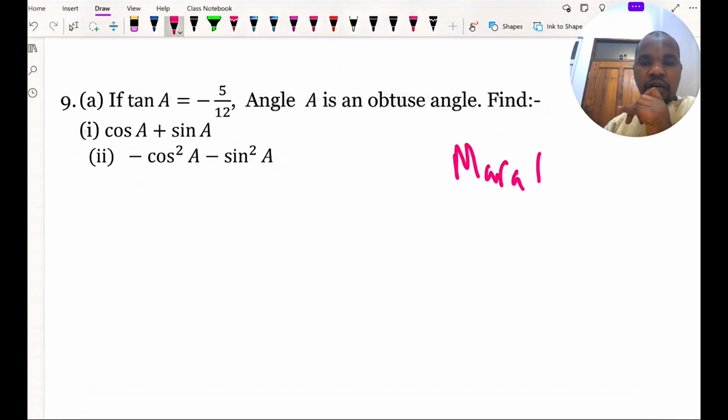2023. Tumepewa tan A ni -5/12 na angle A is obtuse angle.